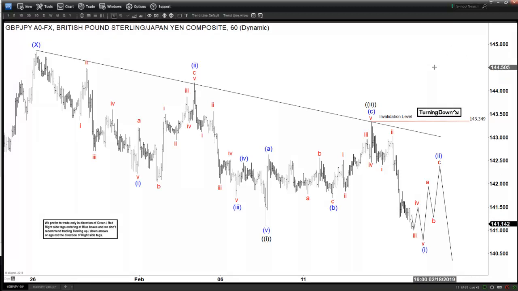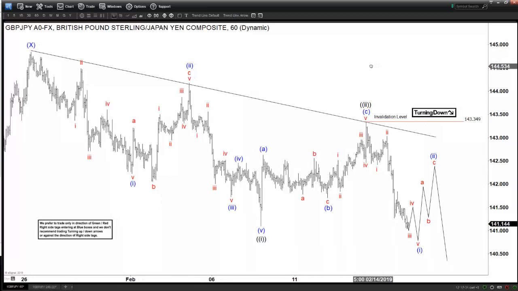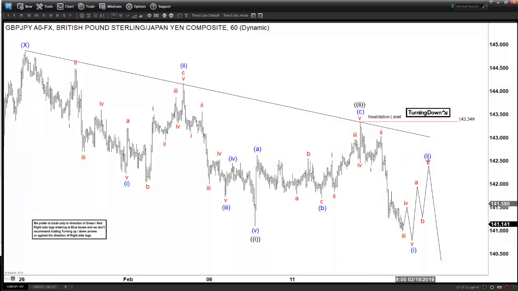Today we will be looking at the pound yen. This is a 60-minute chart of the pound yen. We are looking for further downside, as far as the rally or any pound stays below 143.35 over here.